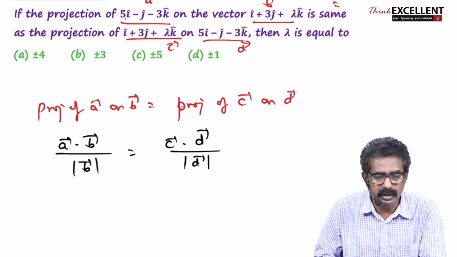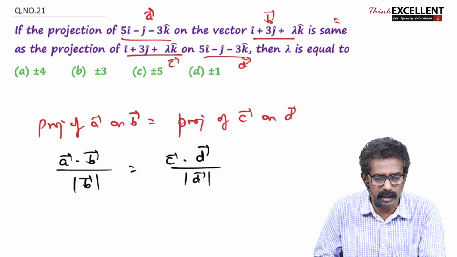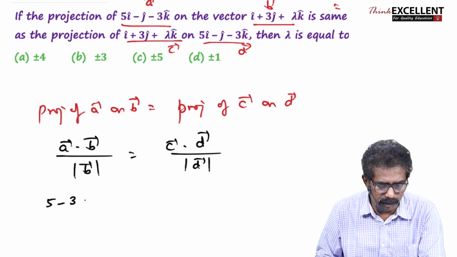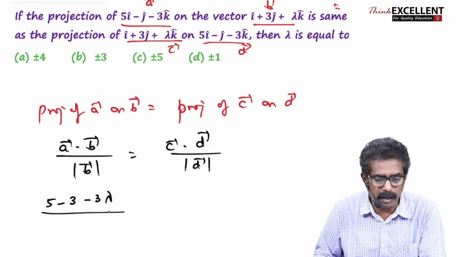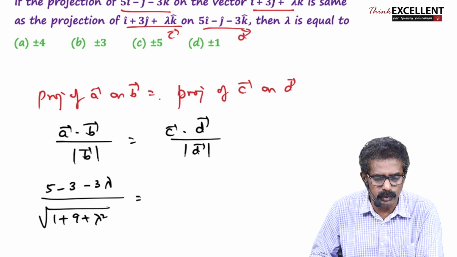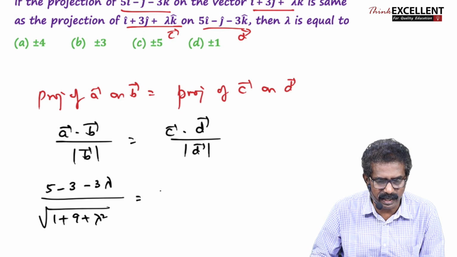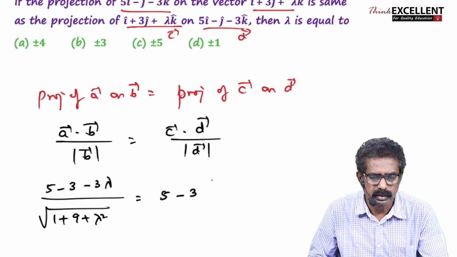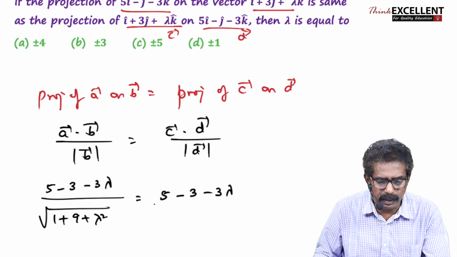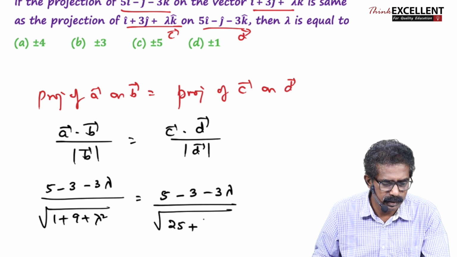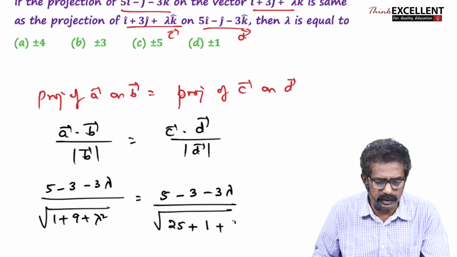A dot B, multiply the coefficients. So this is first 2, A vector B vector, dot product 5 into 1, 5, then minus 1 into 3, minus 3 lambda, divided by modulus B, that is for the second one, root of 1 square plus 3 square plus lambda square, equal to C dot D. So last 2, take the dot product, 1 into 5, it is 5, 3 into minus 1, so minus 3, so lambda into minus 3 lambda, divided by modulus of D, that is modulus of the last vector, 5 square 25, plus 1 square is 1, plus 3 minus 3 square is 9, right?